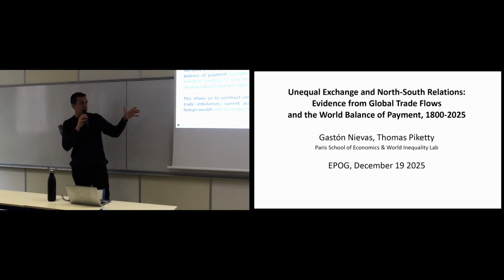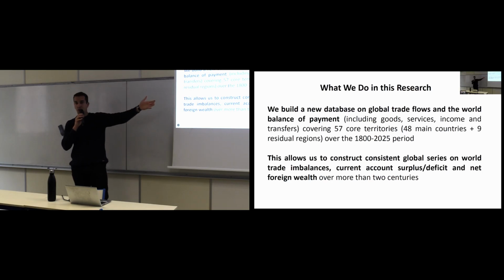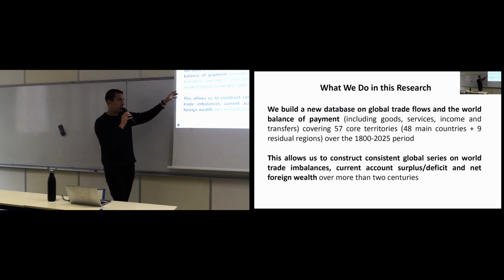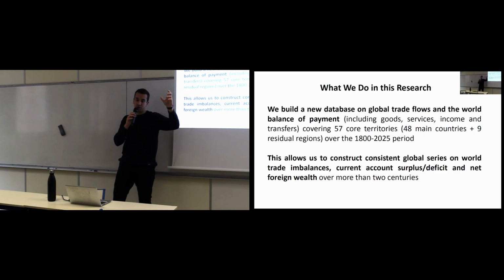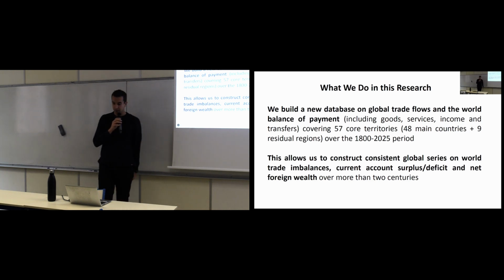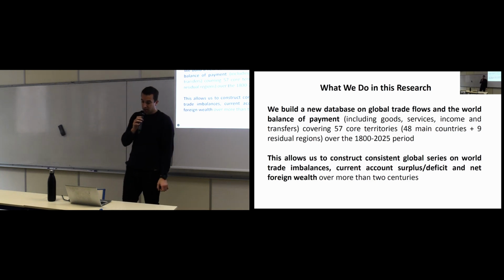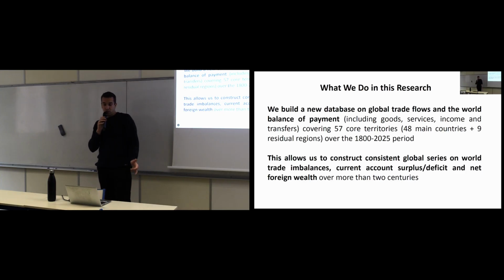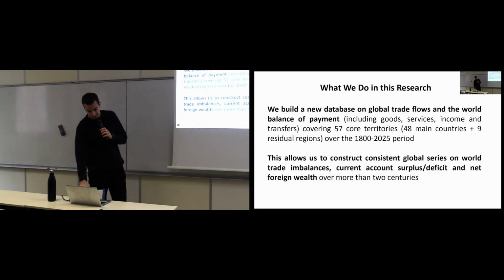Quite small in population and GDP, we cannot cover them throughout 225 years. So simply what we do is group them in other regions, other Latin America, other Europe, and so on, because we do observe them across time, but not consistently. So the database allows us to construct consistent global series on world trade imbalances, current account surpluses and deficits, and net foreign wealth over these two centuries.